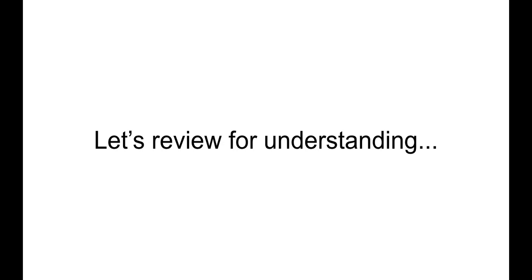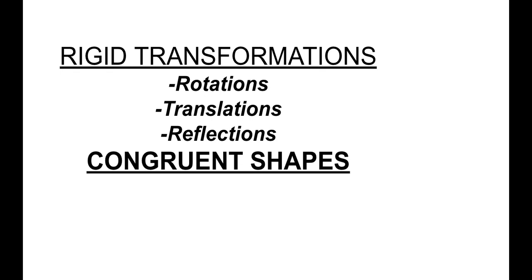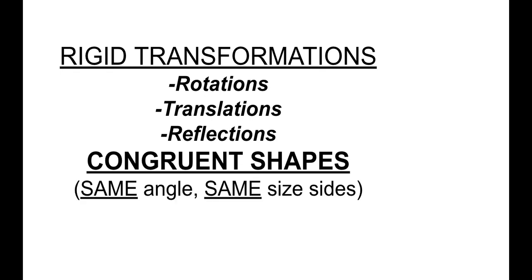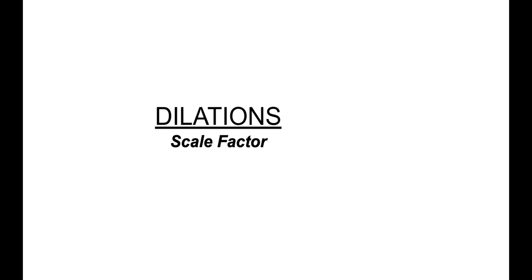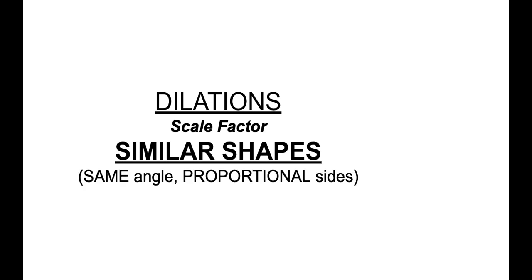So let's review for some understanding here. We have rigid transformations, which are our rotations, translations, and reflections that give us congruent shapes. And congruent shapes are same angle and same size sides. Then we have our dilations, which is any time that we're discussing scale factor, that gives us similar shapes. And similar shapes have the same angle and proportional sides.